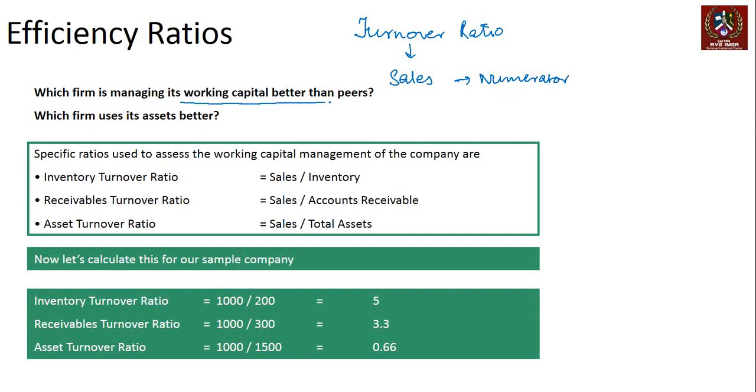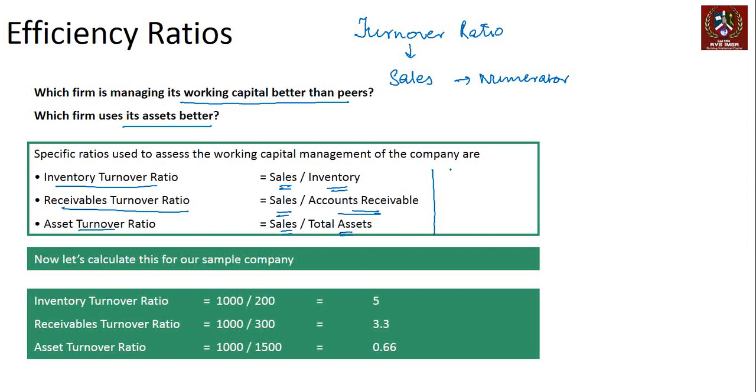So which company is managing working capital better? Which firm uses its assets better? Inventory turnover ratio is how much sales you generate on inventory. Receivables turnover ratio is how much sales you generate on account receivable. Asset turnover ratio is sales generated on total assets.